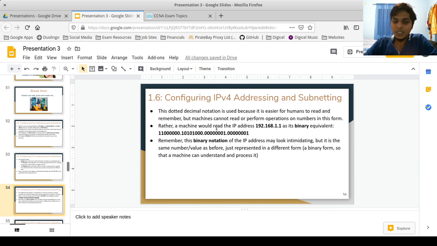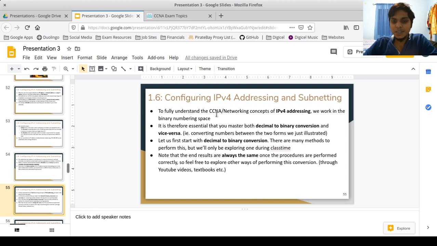So rather, a machine will read the IP address 192.168.1.1 in its binary equivalent, which is this long string of digits. So this and this represent the same value, but they are different representations. This is the way that's easier for us to remember. This is the way that's easier for machines to remember and understand. So remember, this binary notation of the IP address may look intimidating, but it is the same value or number as before, just represented in a binary form, so that a machine can understand and process it.